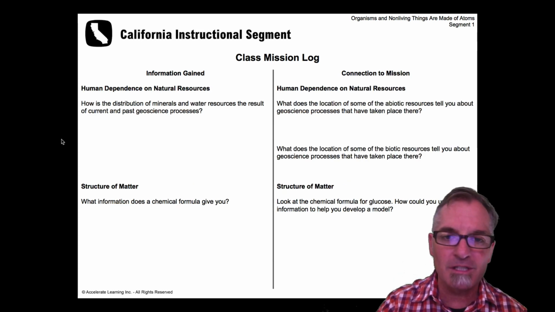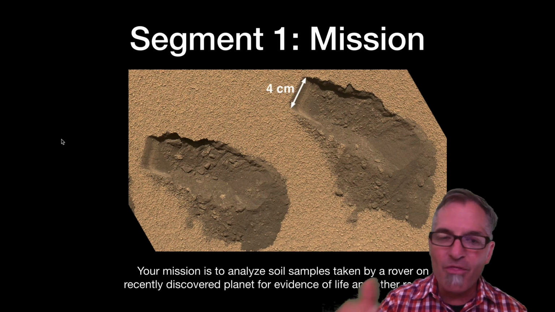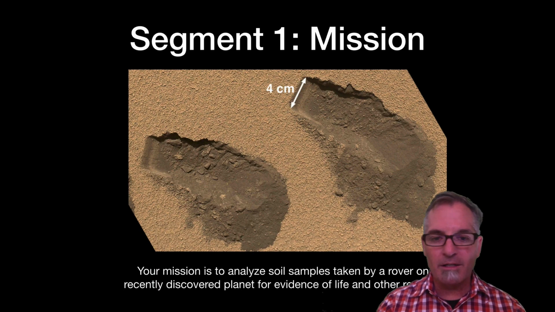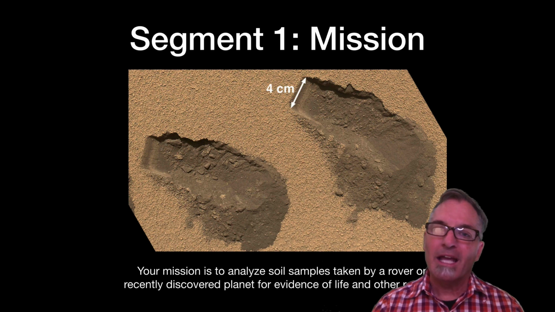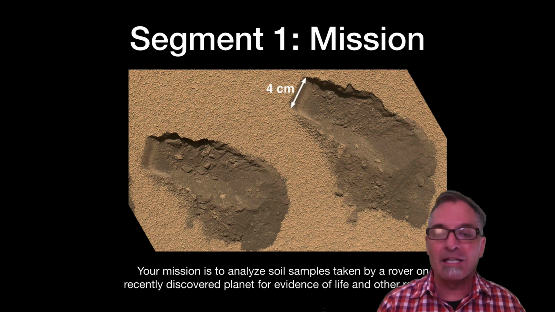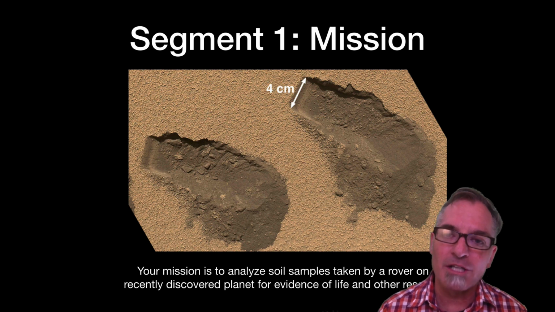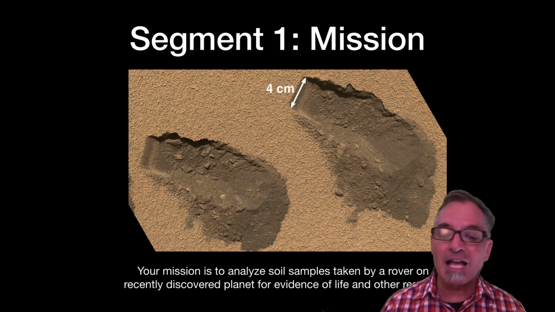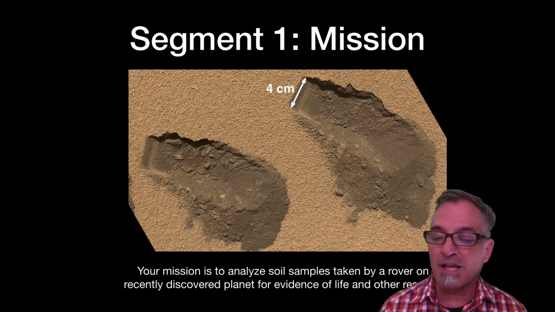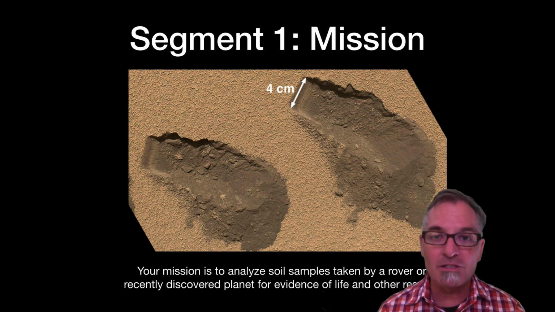So there's some missions here, there's some information here, the class mission log here, and that mission log is going to help you create this project so that you can go to Congress and ask for more funding and actually be successful and convince them that there is enough evidence to keep your project alive. So again, your mission, lastly, is to analyze the soil samples taken by a rover on a recently discovered planet for evidence of life and other resources. So I hope you're successful, and the odds are in your favor.